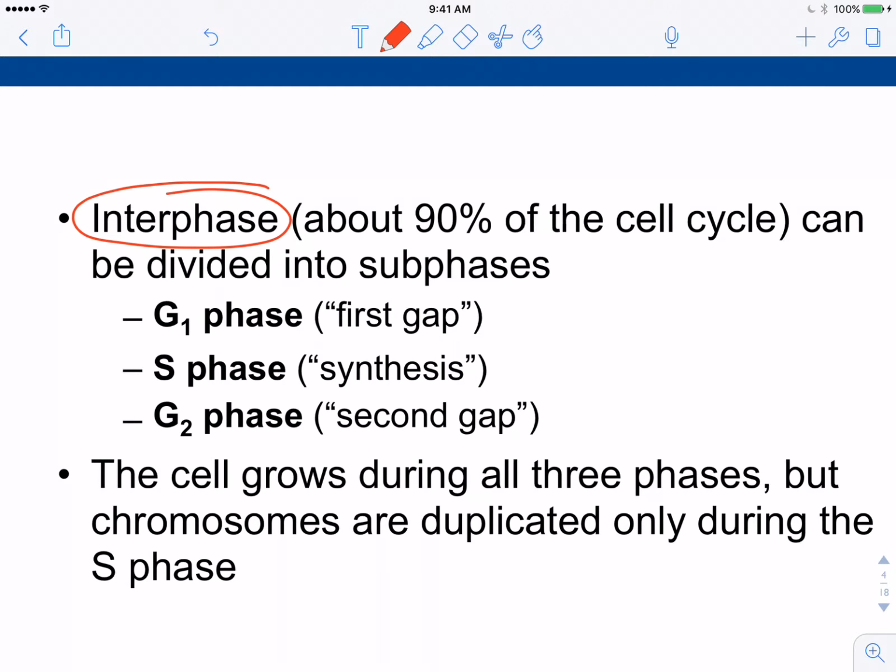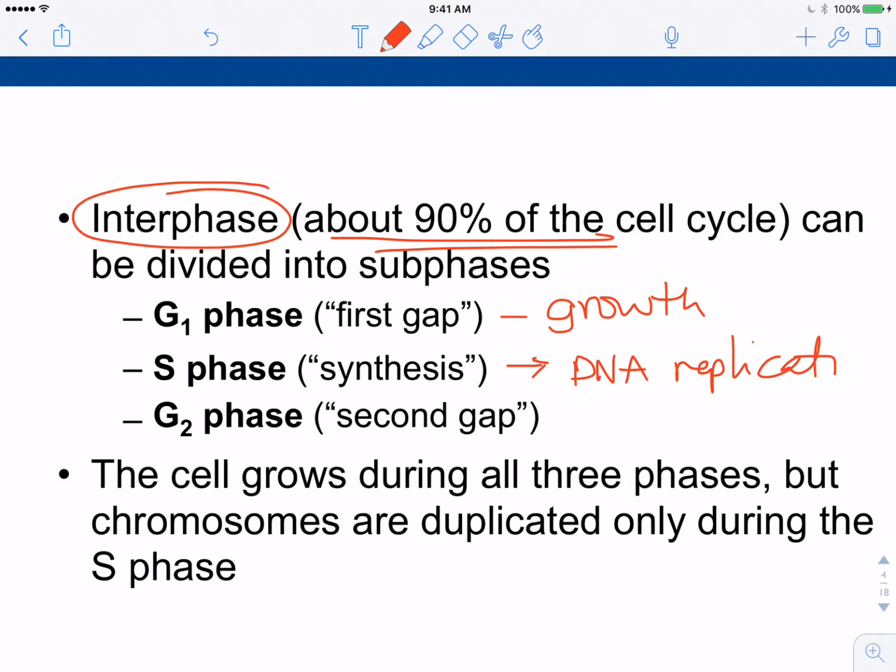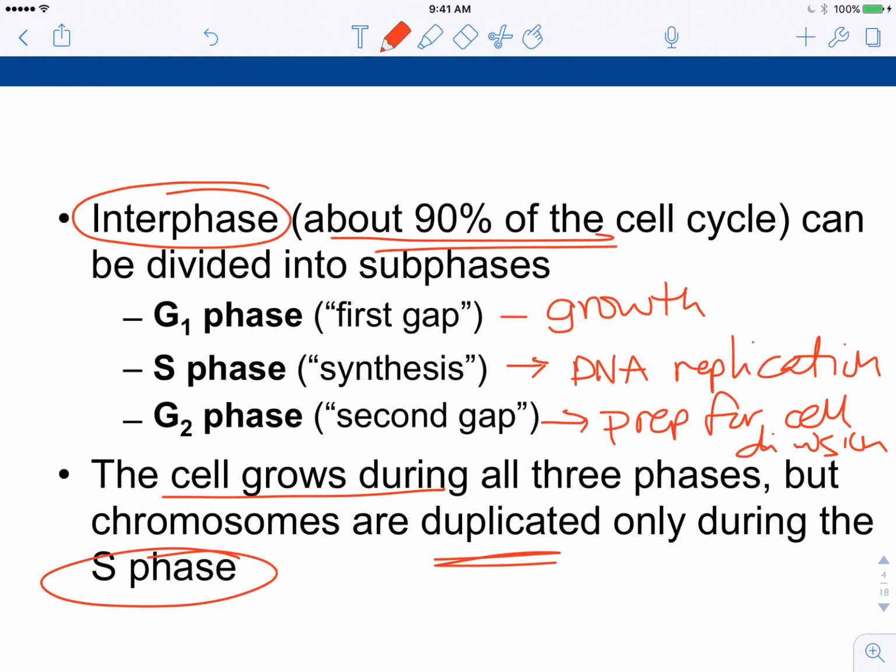Interphase is the time in between cell divisions. It alternates with M phase. This is about 90% of the cell cycle, okay? And it's divided up into three subphases: G1 phase, which is growth; S phase, which is DNA replication; and then G2 phase, which is prep for cell division. The cell does grow during all three phases, but chromosomes are only duplicated during S phase.